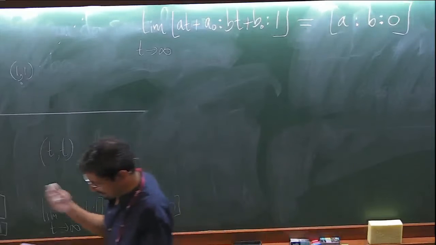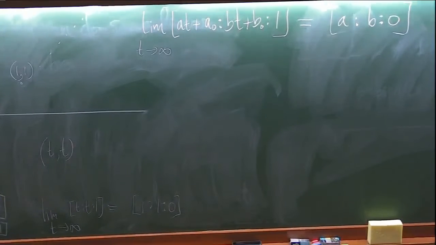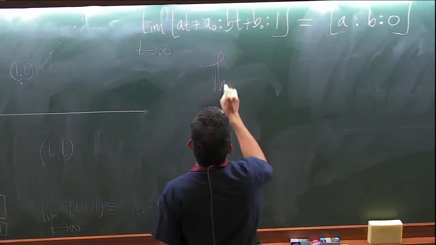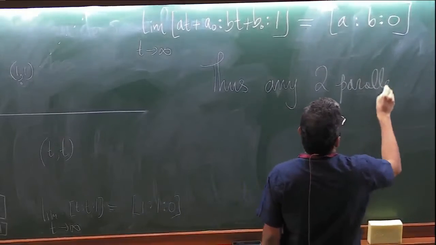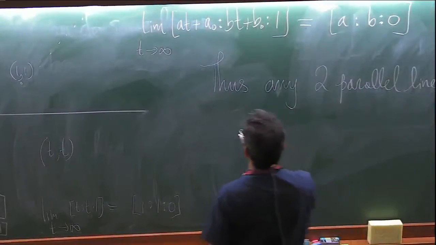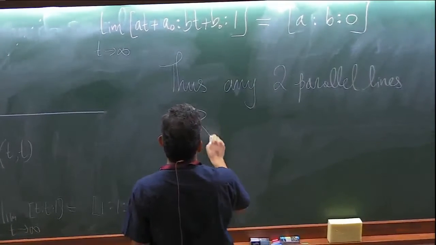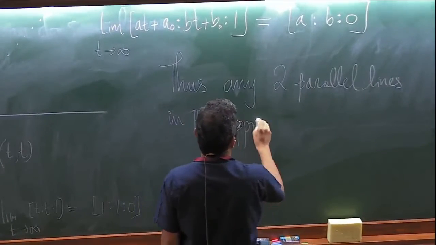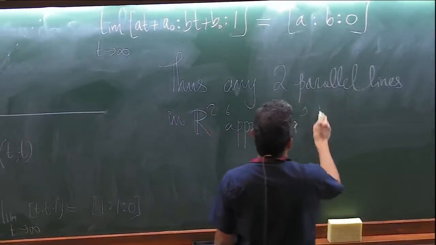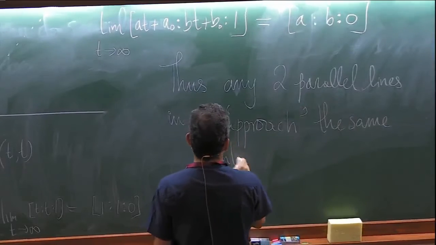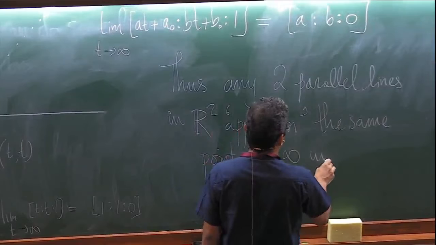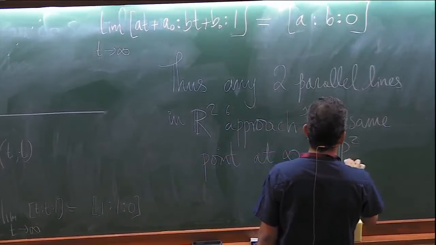For the sake of time, I can explain this a little better later, but let me just summarize by saying that thus, any two parallel lines in R2 approach the same point at infinity in P2R. And what do I mean by a point at infinity?